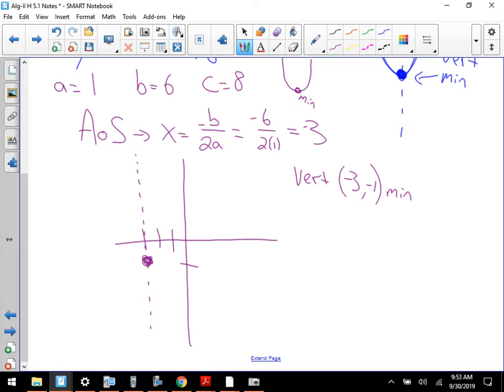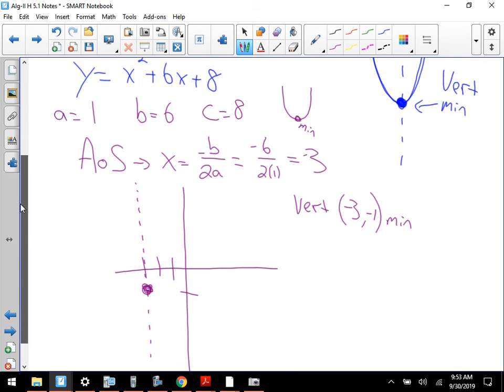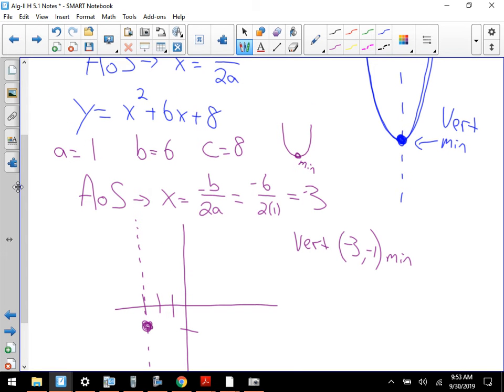Now, a minute ago we talked about these things called symmetric twins. Symmetric twins are ordered pairs that are equidistant to the axis of symmetry. My axis of symmetry right now is at negative 3. I can either go to negative 4 and substitute in values, or I can go to negative 2 and substitute in values. Does it matter which direction I go? No, I try to make it easier on myself. I'm going to use negative 2. What's negative 2 squared? 4. What's negative 2 times 6? Negative 12. What's negative 12 plus 4? Negative 8. What's negative 8 plus 8?